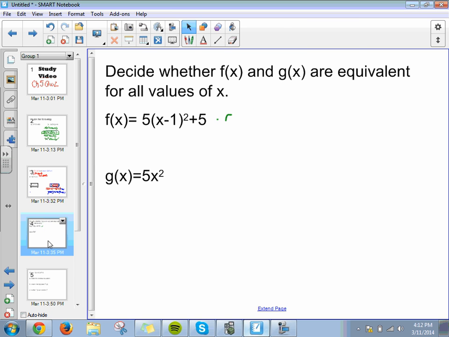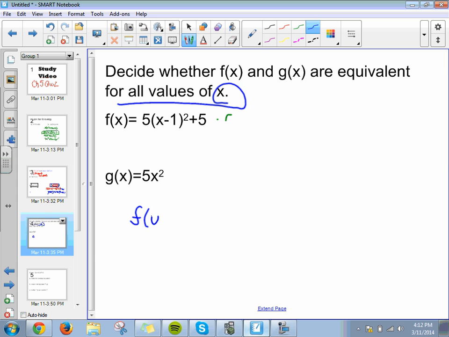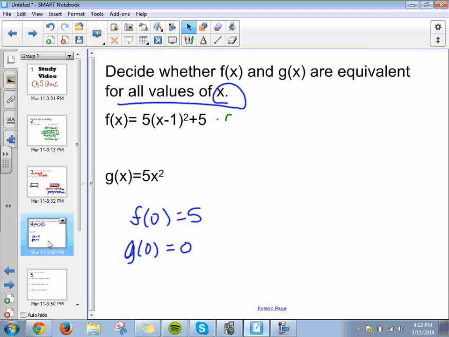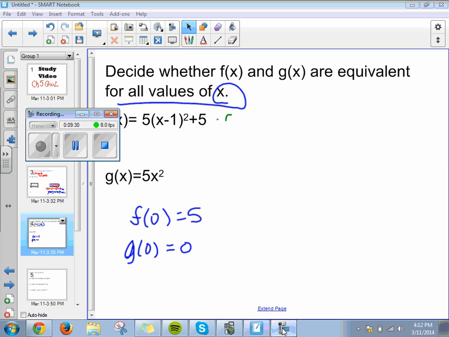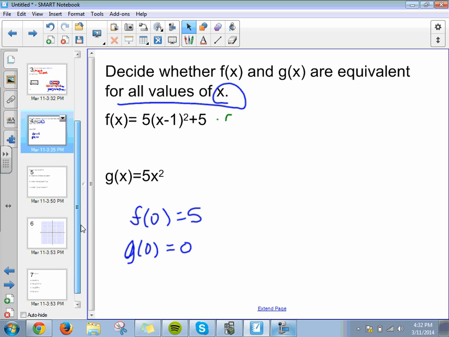So looking at this guy, the important part that we realize is that it says for all values of x. And so if we can come up with one example where they are not, so the one I just gave where I plugged in 0, we got the top one to be 5 and the bottom one to be 0, is one example where they are not all equivalent, so it will not work.